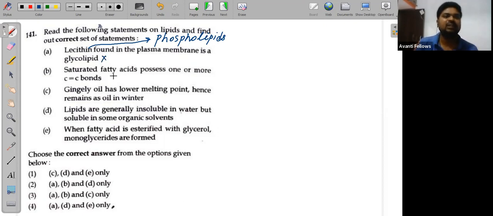Okay, next, saturated fatty acid possesses C=C bonds, means carbon double bond carbon रहता है saturated fatty acid में. Okay, so this is the statement, but whenever we talk about the saturated fatty acid, then it is the C single bond C, not a double bond. And whenever we talk about the double bond, it is the unsaturated. ठीक है, तो वो रहेगा unsaturated fatty acid. Okay, so that's why this statement is also wrong.